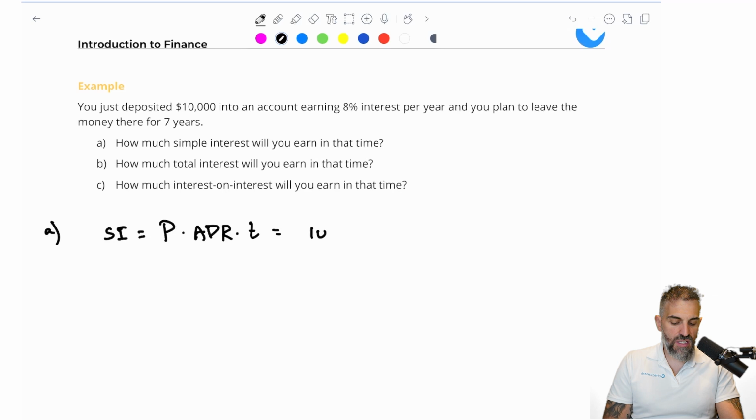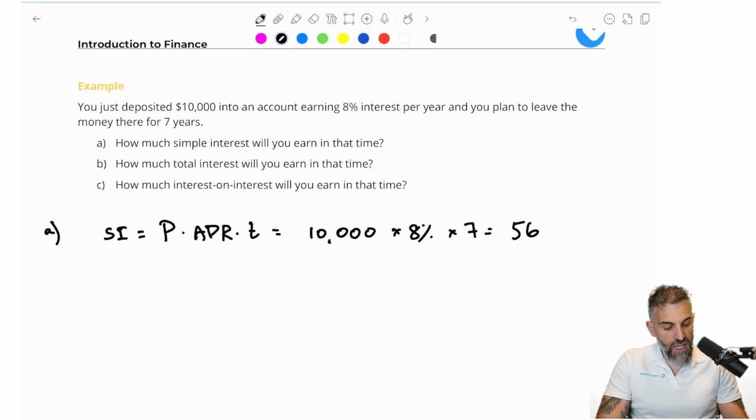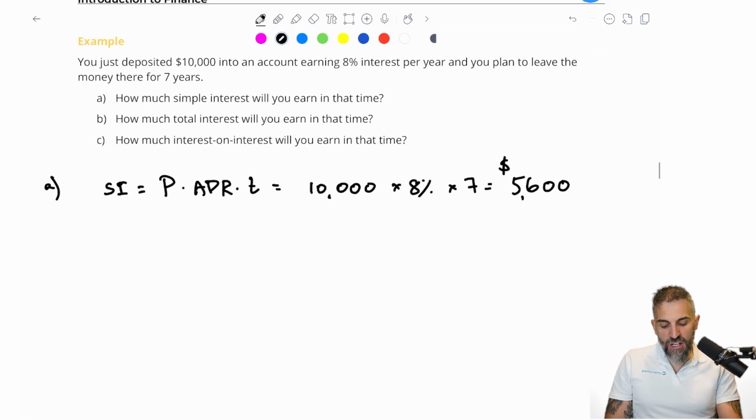So if you deposited 10,000 and the account earns 8% and you left it there for 7 years, 10,000 times 8% times 7 years is 5,600. That is how much simple interest you earned in those 7 years. Interest only on that principal amount. But if I ask you how much total interest you earned, that's like asking you how much compound interest did you earn. And for this, you need to do a little bit differently.